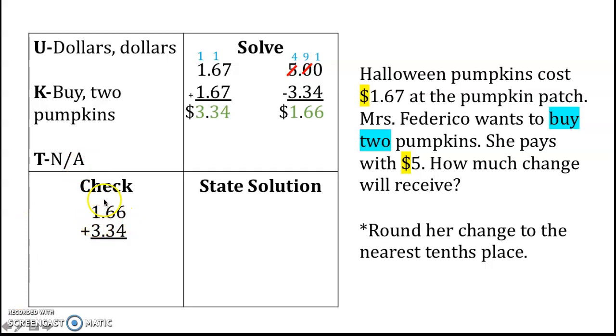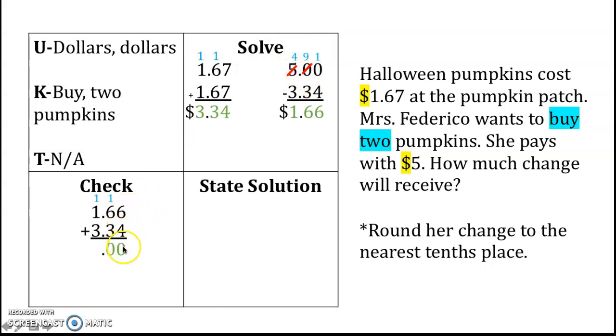$3.34. Place values, line them up, hundredths place, tenths place, ones place, all aligned. Decimals perfectly aligned as well. I know that if I'm using my inverse operation, which is addition, my sum should be $5 because that's originally what Mrs. Federico had.